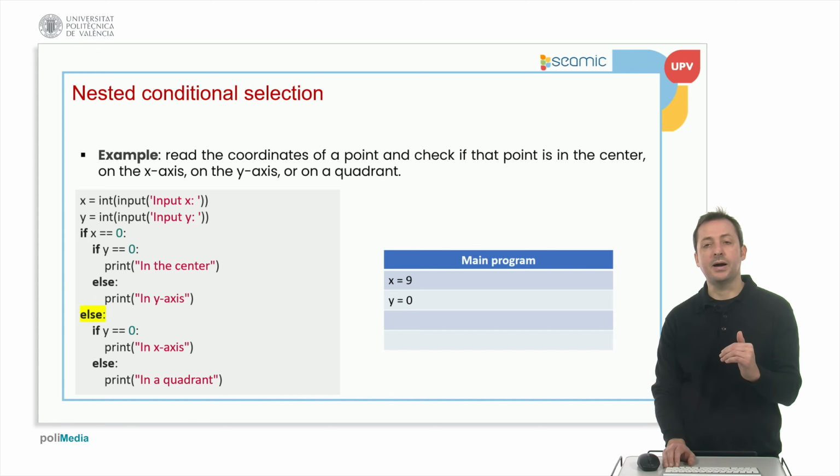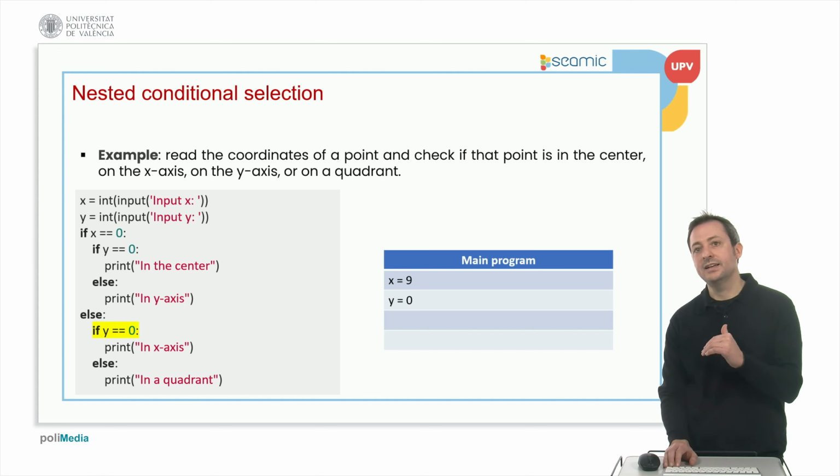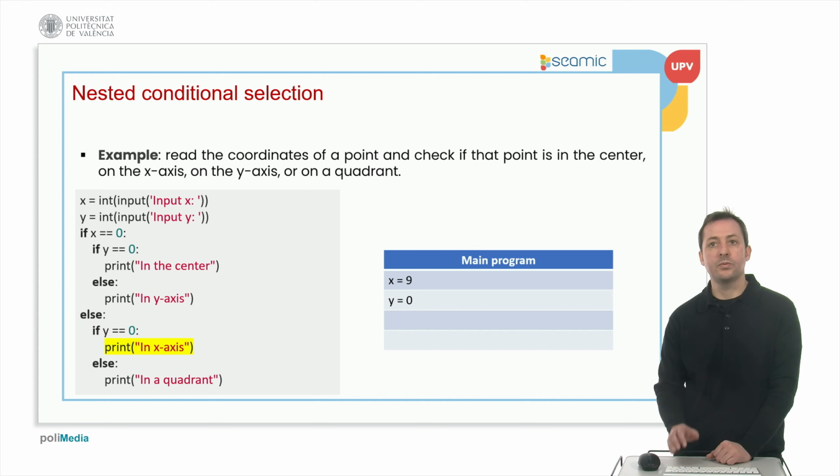In this case, this condition is not true, the value of x is 9, so the code goes to the else part of this statement. So inside this else there is another instruction, in this case an if. So here we compare if the condition y is equal to 0. In this case, the value of variable y is equal to 0, so this condition is true, and then the next instruction that is executed is the instruction inside the if block, that is this print. So what will be seen in the terminal is this print: on the x-axis.